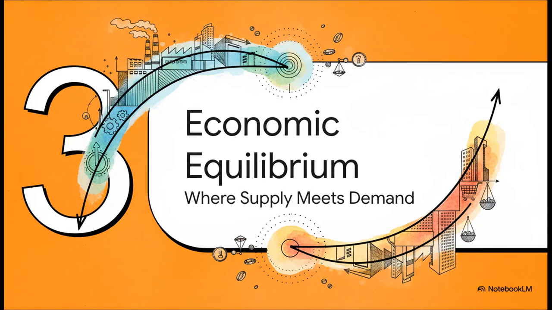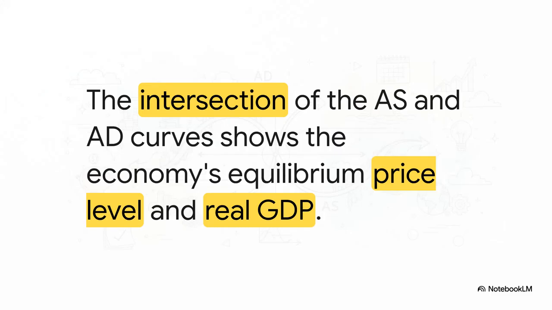Okay, so we've got our two pieces, the supply curve sloping up and the demand curve sloping down. Now for the really cool part. Let's put them together and see how the whole economy finds its balance. Right where these two curves cross, that is the economy's sweet spot. It's the equilibrium. And this one little point is incredibly powerful.